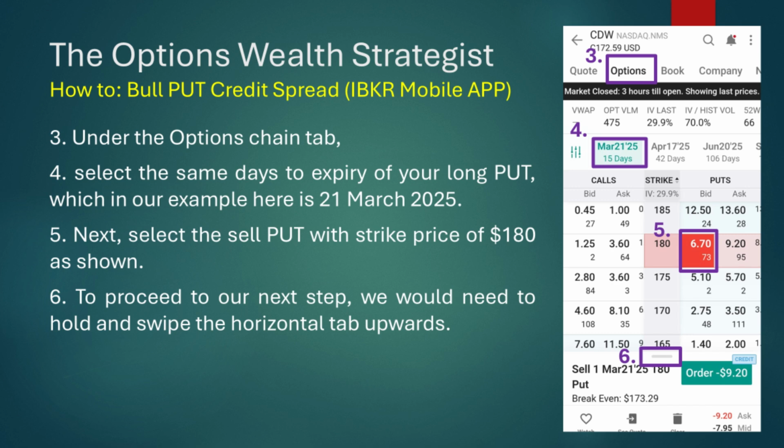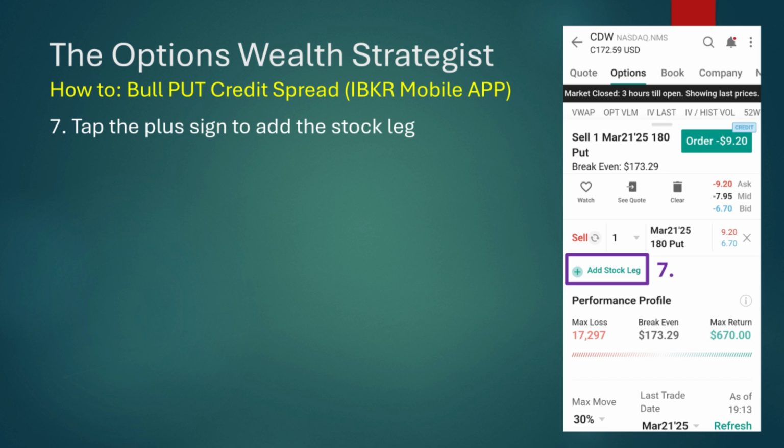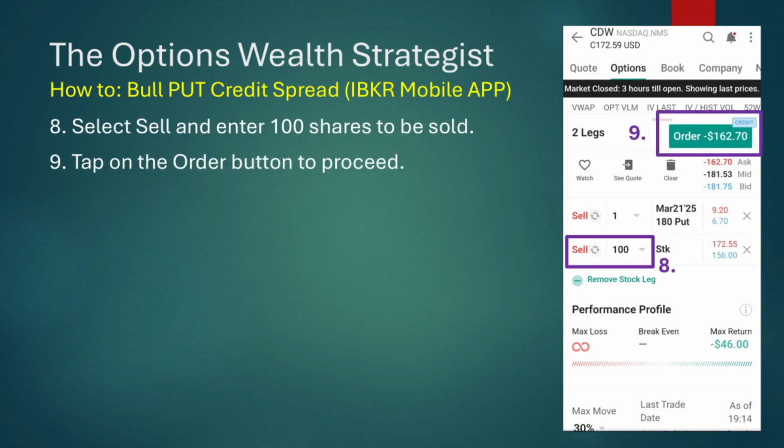To proceed to our next step, we would need to hold and swipe the horizontal tab upwards. Tap the plus sign to add the stock leg as shown. Sell and enter 100 shares to be sold. Tap on the order button to proceed to the next step.